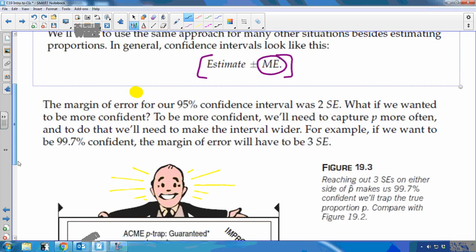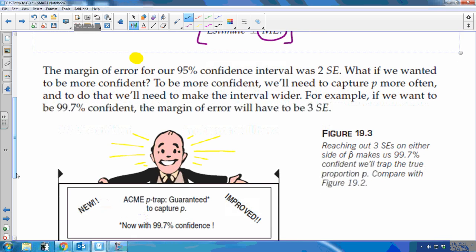Now, let's talk about this for a second. We were 95% confident earlier, right? We were 2 standard errors away from the mean. Yes? Let's say we want to be more confident. We had the 68, 95, 99.7 rule, right? Let's say I want to be 99.7% confident. So that is more confident. If you're going to be more confident, then what's going to happen to your interval? Is it going to get smaller or wider? It's going to get wider, right? 99.7 is 3 standard deviations or 3 standard errors away from the mean.